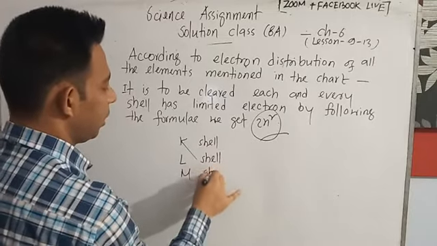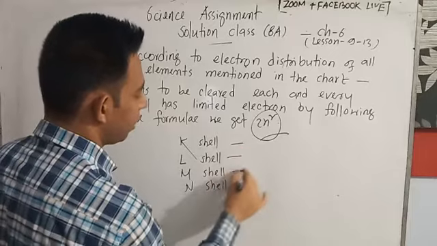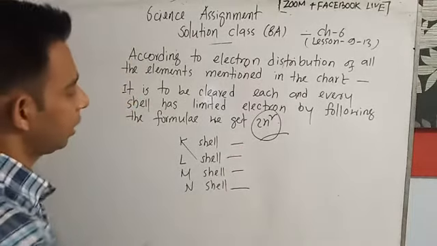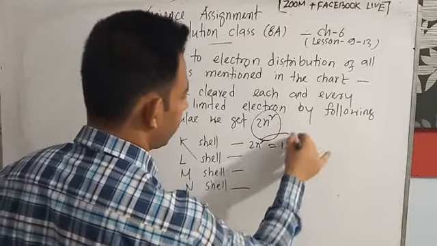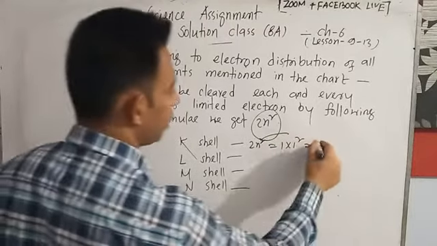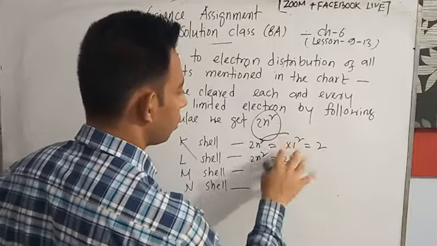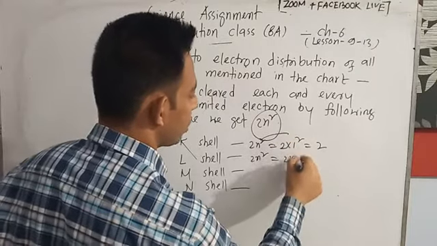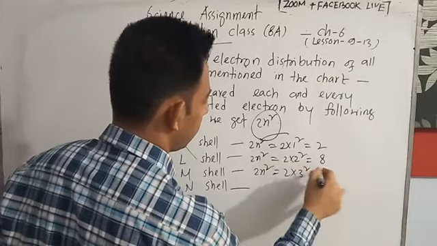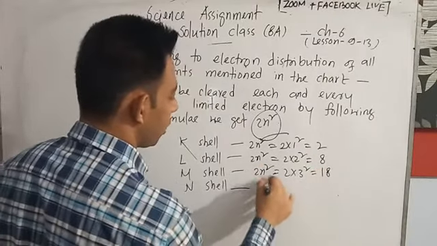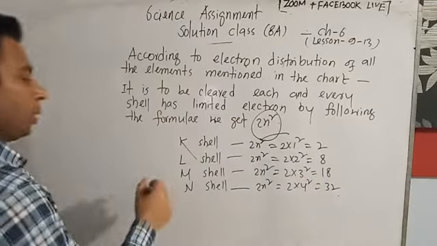M shell, N shell. This is the K, L, M, N. These four shells are given there. So we already wrote it, and we can write it once again here for better explanation. 2n square, 8; 2n square, 18; 2n square, 32.